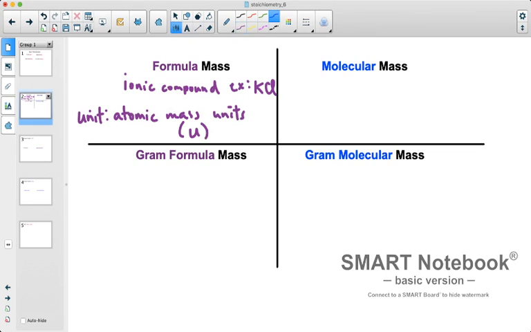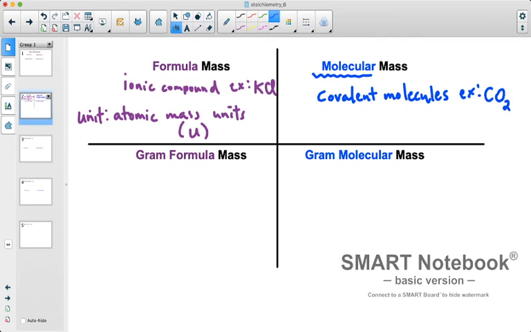However, when we change the term into molecular mass, so the word molecular is now highlighted, we're specifically talking about covalent molecules. So once again, scientists make that distinction between something that's ionic and something that's covalent. And that's how important it is to know the difference between something ionic and something covalent. An example might be carbon dioxide.